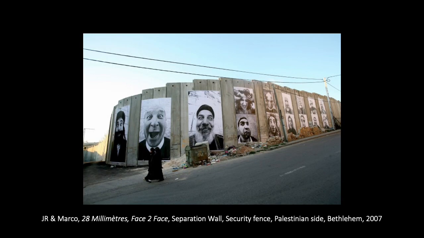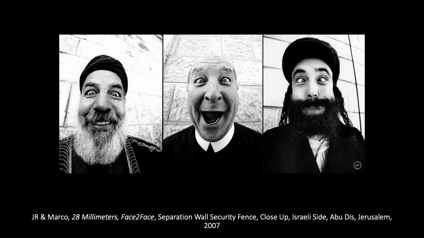So here we have a work that is perhaps somewhat similar. This is the work of two French artists, JR and Marco, and together they create the group 28 Millimeters. This particular work is titled Face to Face, and it's from 2007. And so within this work, they took photographs of Israeli and Palestinian people who held the same roles within society. So they took photos of doctors, teachers, etc. And then they hung large images on the West Bank wall that divides Palestine from Israel.